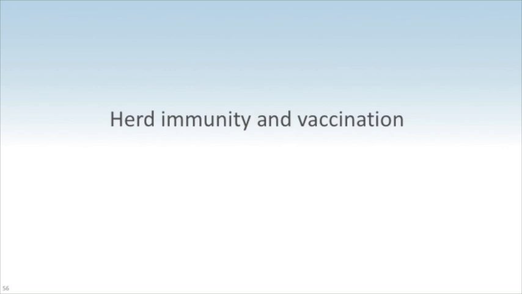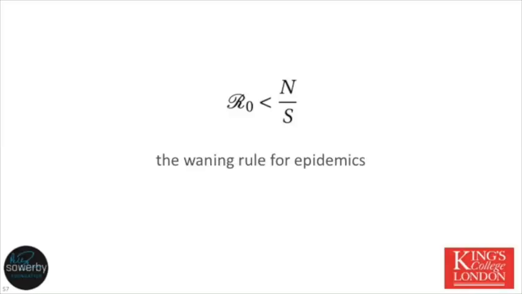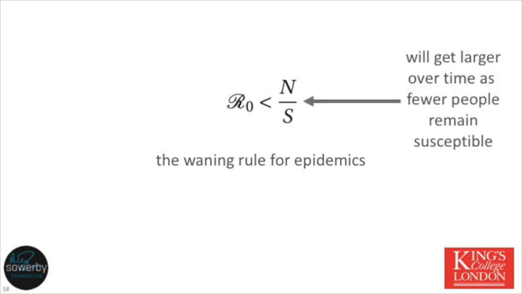So let's recall the waning rule for epidemics in general, that is to say, the waning rule for epidemics, including epidemics not in their early stages. So that's R0 is less than N over S. As the epidemic continues, the number of susceptibles, S, will get smaller, and so N over S will get larger, and must eventually be larger than R0. The waning rule is therefore very helpful in telling us what proportion of the population needs to be immune in order for herd immunity to arise.